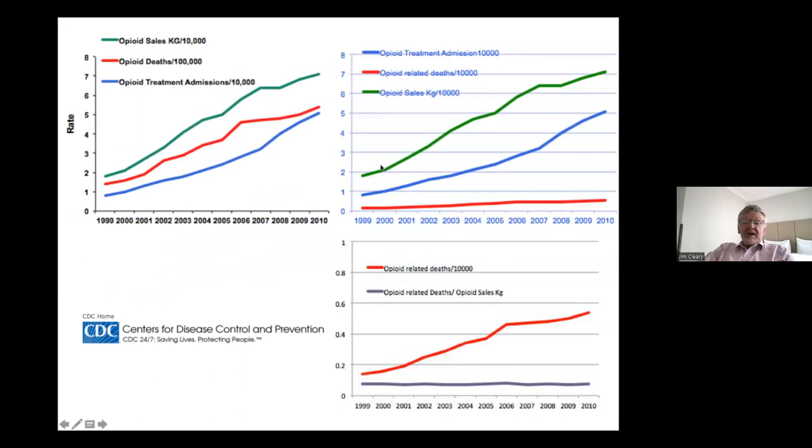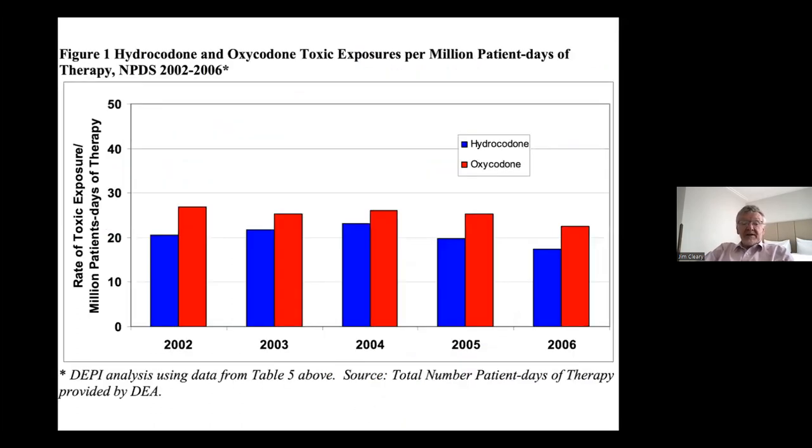And I actually played with this data a little bit. If you put the opioid deaths per 10,000 here, divided by opioid sales, you actually see we have a flat line. In fact, per kilogram of opioids sold, there's been no change in the death rate. So you have to look very carefully at denominators, numerators, and understand the graphs, and don't just take the first glance impression of the data.